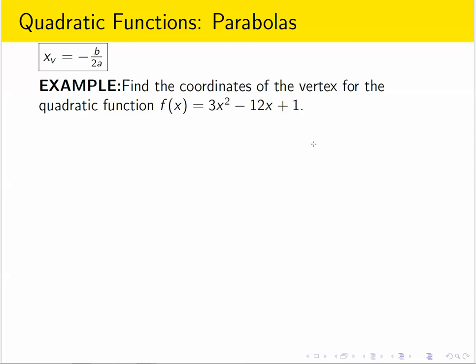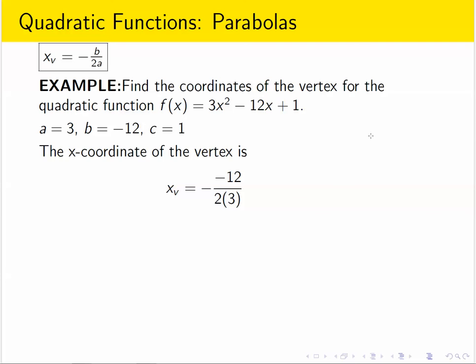Let's take a look at an example where we will do that. Here we have a quadratic function, 3x squared minus 12x plus 1. So first I identify the coefficients, just like I would if I wanted to use the quadratic formula. a is 3, b is negative 12, c is 1. I don't actually need c for this application. I really only need a and b.